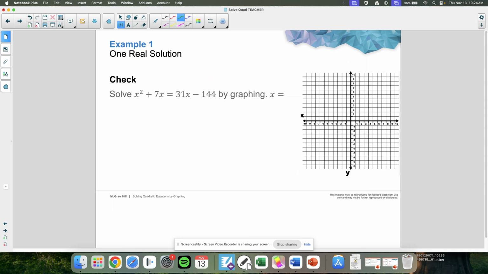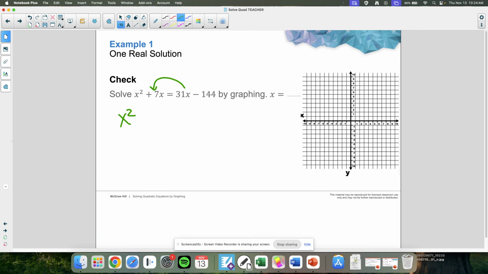So we are going to do the same thing, solving by graphing. When you solve by graphing, you want it set equal to 0, and you want your x squared to be positive. Do you see how our x squared is positive? So I'm going to leave it there, and I'm going to move everything to the left side. Our x squared is going to stay. I'm going to move that 31x over.